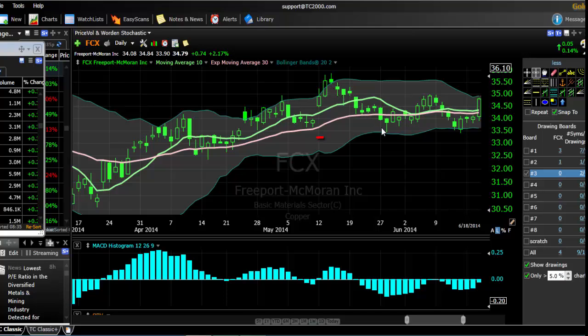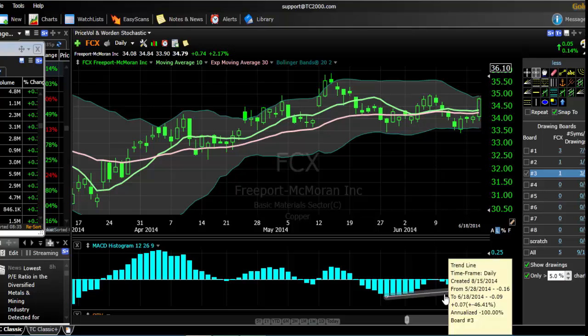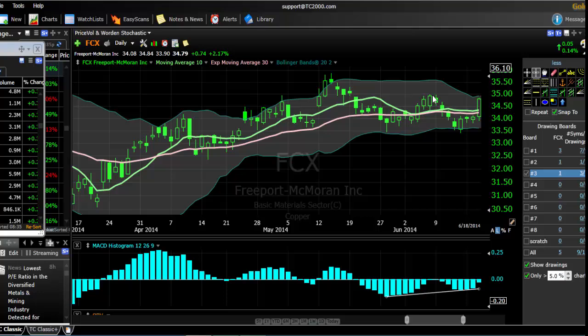It comes down, it comes higher, it comes down. So I see a double bottom here. Also, I see a lot of selling pressure, and a lot less selling pressure right there. And I see that resistance is right here. So I would think if it breaks resistance at this point at $35, I could buy the stock.